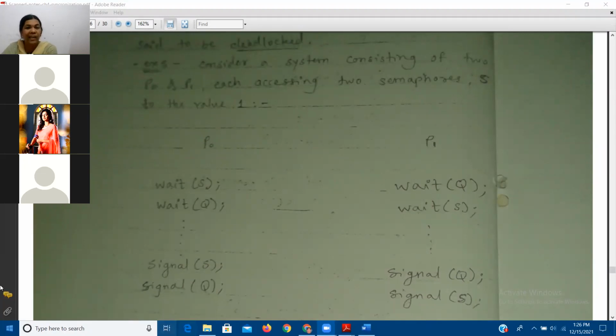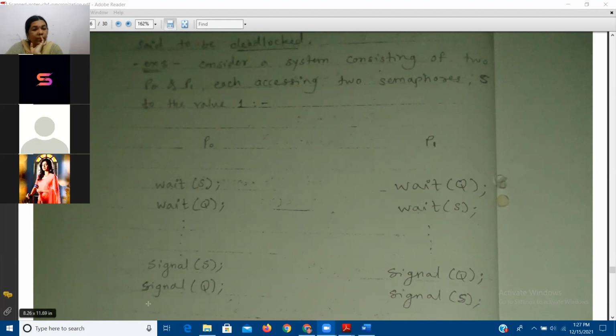So this is called a deadlock. Yes, are you students getting it? Hello? Are you listening to me? Yes, ma'am. Okay, so deadlock is nothing but two processes waiting for each other.